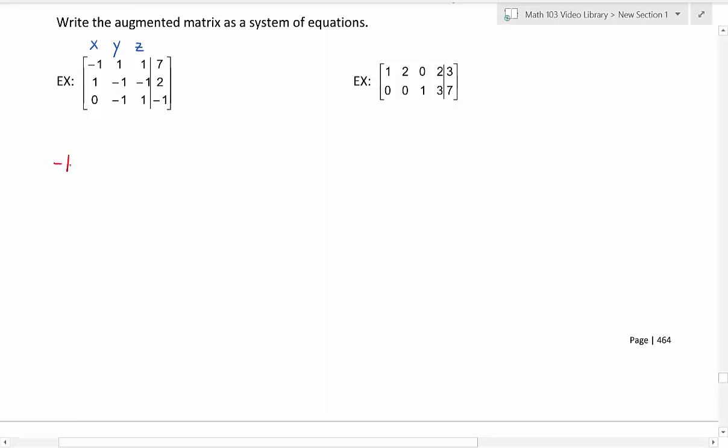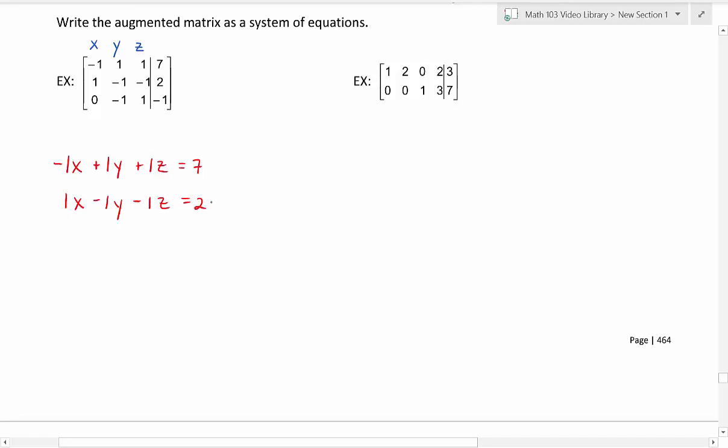That's going to be negative 1x plus 1y plus 1z is equal to 7. Now, of course, I don't have to write the ones, but I'm just writing them to emphasize where the numbers are going from our augmented matrix to our equations. Our second equation, that'll be 1x minus 1y minus 1z equals 2.